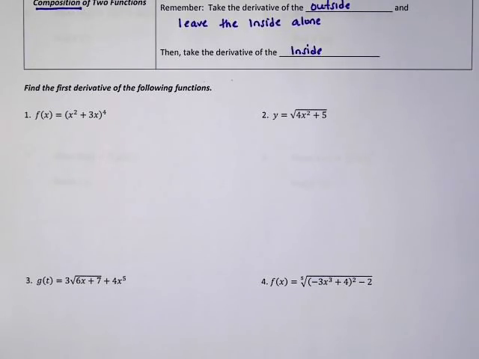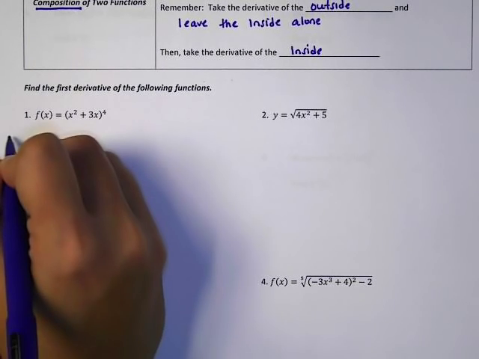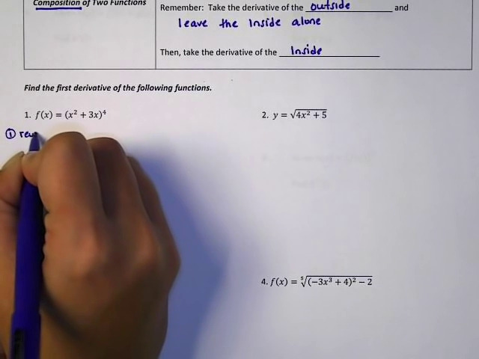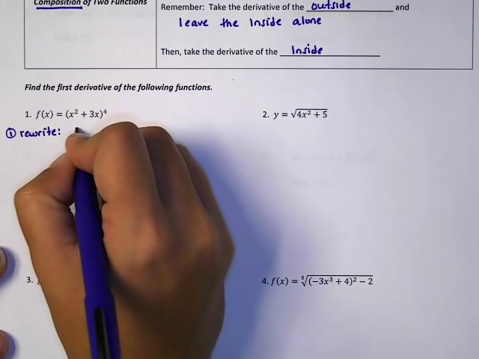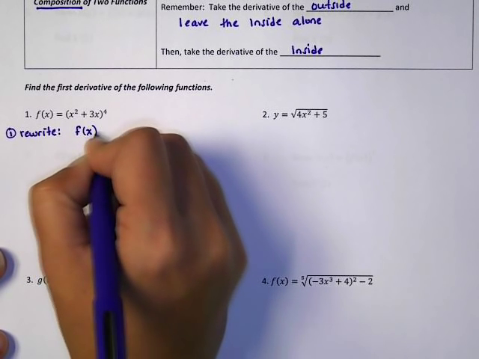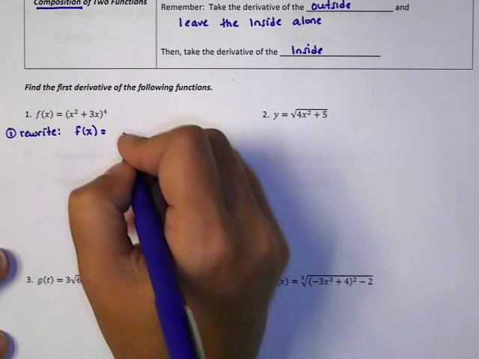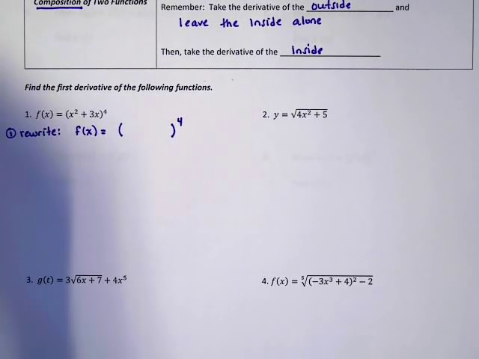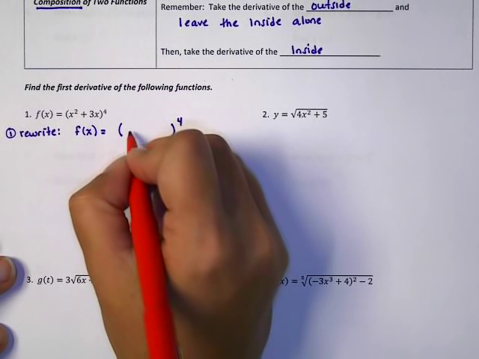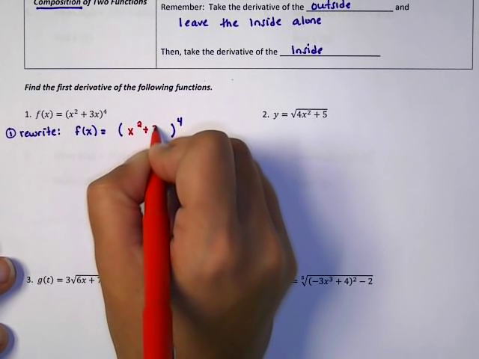So in problem number 1, the first thing I want to do is identify all of the different layers of this function because it's easier to do the chain rule properly when you can clearly see the layers. So step 1 is just going to be to rewrite. Now we're not taking the derivative here, so this is still going to be f of x. The outer layer of this function is the fourth power, something to the fourth power, and the inner layer of this function is the x squared plus 3x.